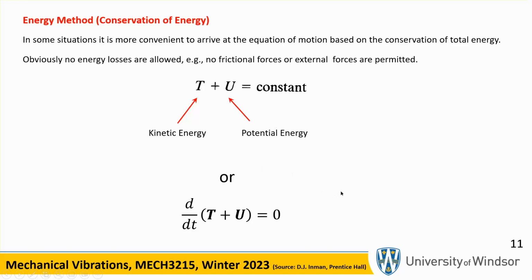So the whole idea of this method is finding the expression for kinetic energy, finding the expression for potential energy, and differentiating, setting it equal to 0. This will actually give you the equation of motion.